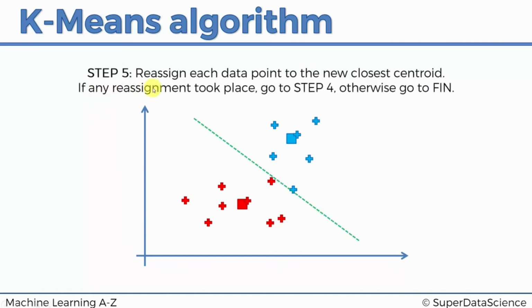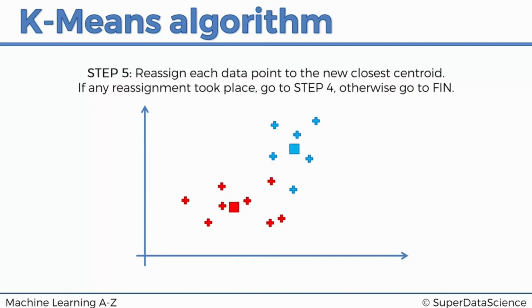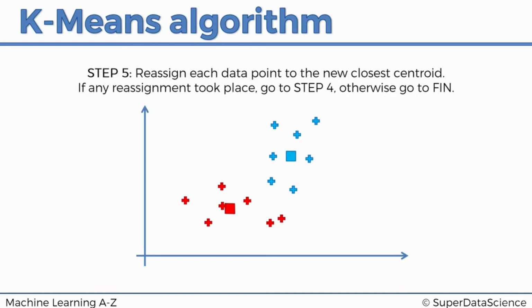So if I go back here, you'll see that a reassignment did take place. So we're going back to step 4. And that's where our new centroids are going to be located. Move them there. Repeat step 5. As you can see, it's an iterative process, which is going to keep going like this until the algorithm converges. So there's our equidistant line. As you can see, 1 point needs to be reassigned. It gets reassigned. So now we go back to step 4, compute and place the new centroids for each cluster, move our centroids, and now reassign each data point.